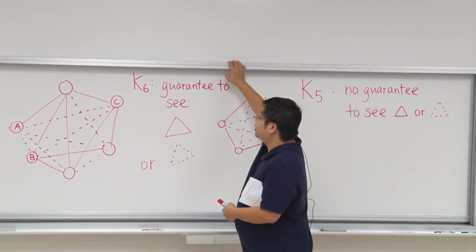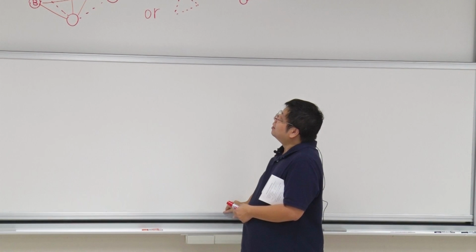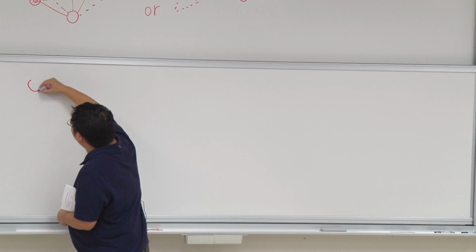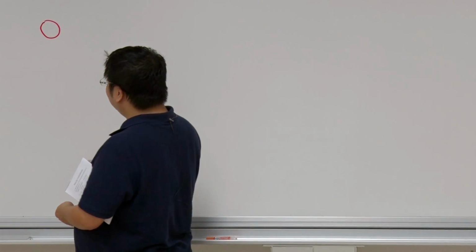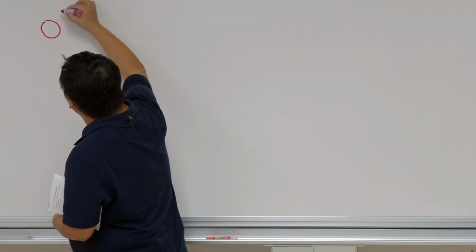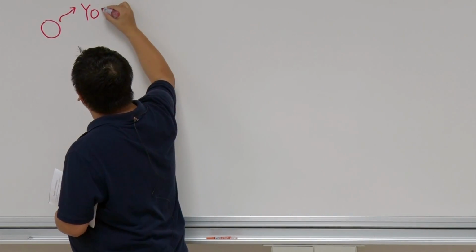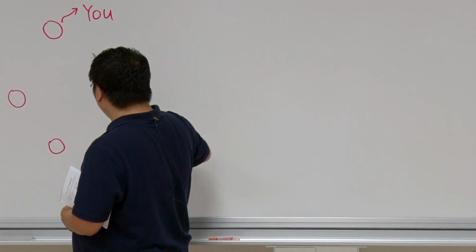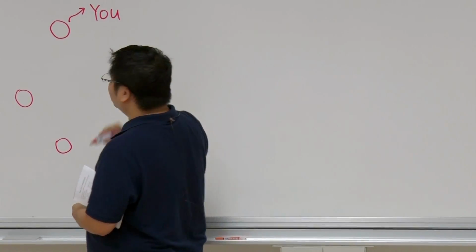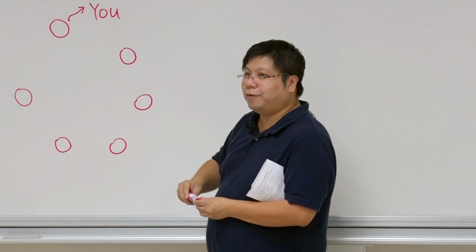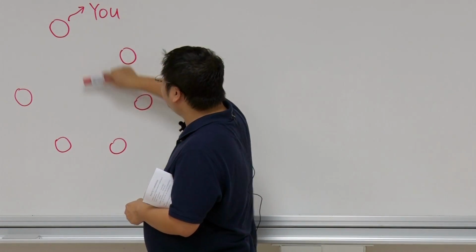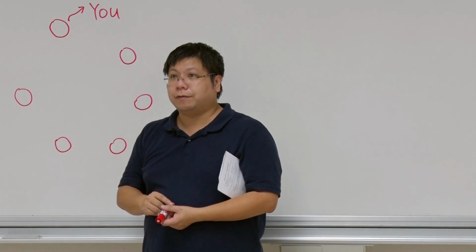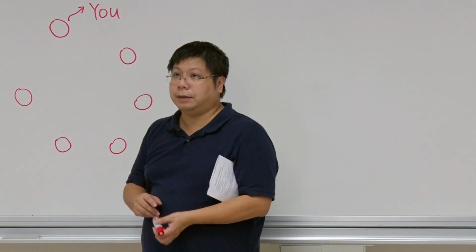Okay, let's prove it. The proof is like this. There are 6 vertices, right? Let's pick one of them as our main character. So this is U. Then there are going to be 5 other vertices outside. You are going to form a relationship with these 5 people. But there are 2 types of relationship. Either you are going to be friend or you are going to be enemy.